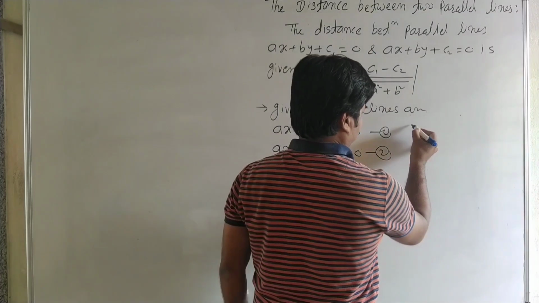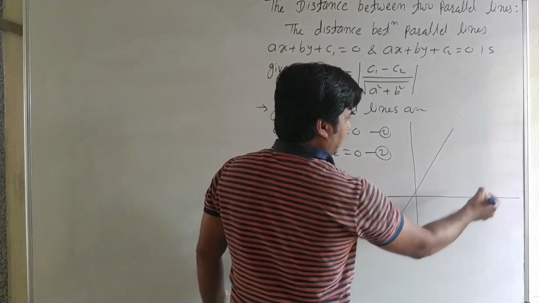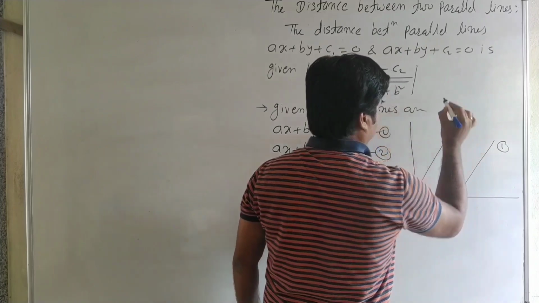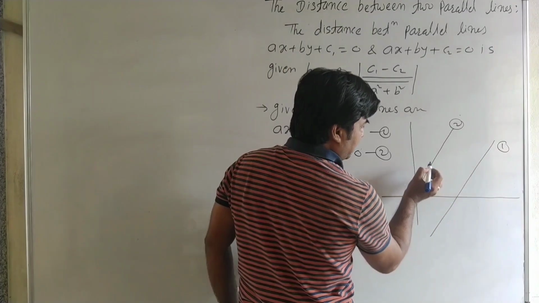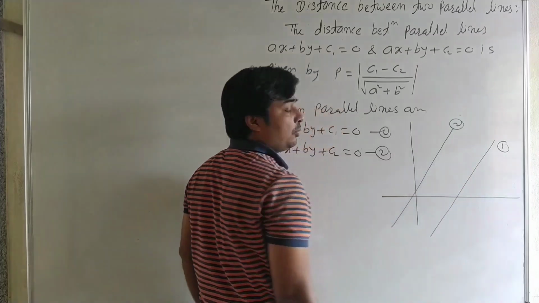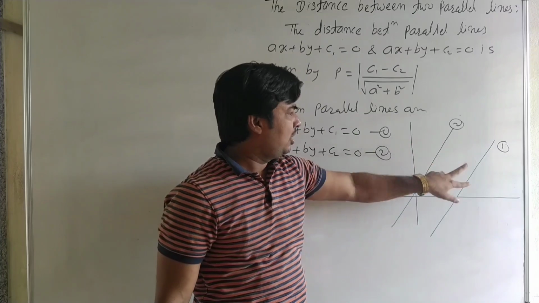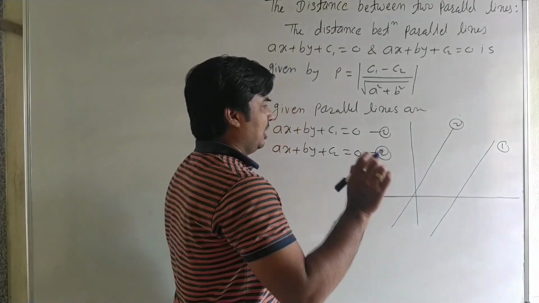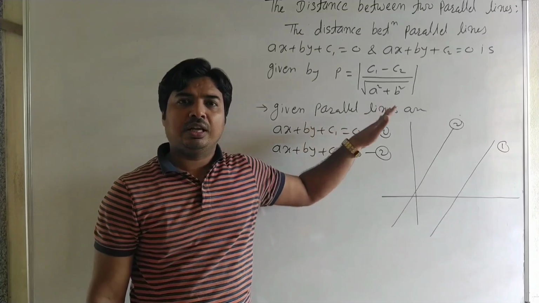Okay, here it is the first line and suppose it is the second line. Both the lines are parallel to each other. Distance between the lines means the distance of any point on the first line from the line 2, or reverse, the distance of any point on line 2 from the line 1. Okay, so we take any one point on the line 1.